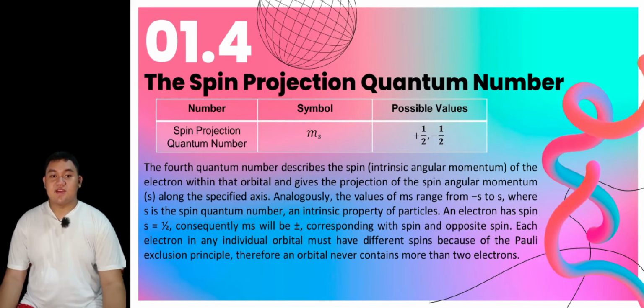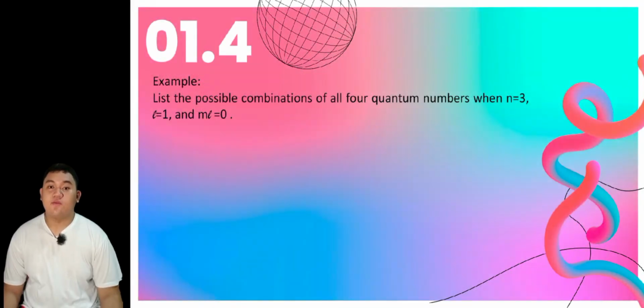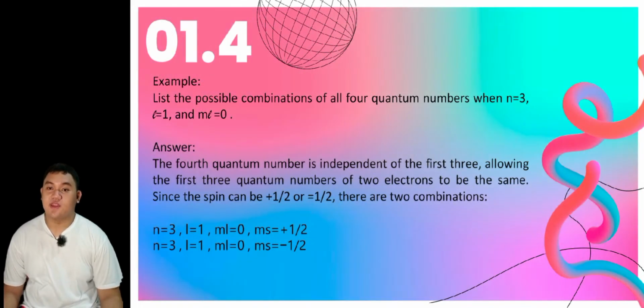The significance of the electron spin quantum number is its determination of an atom's ability to generate a magnetic field or not. The fourth quantum number is dependent on the first 3, allowing the first 3 quantum numbers of 2 electrons to be the same. And as we can see on our given values, the only thing we need to find are the values of Ms, m sub s.